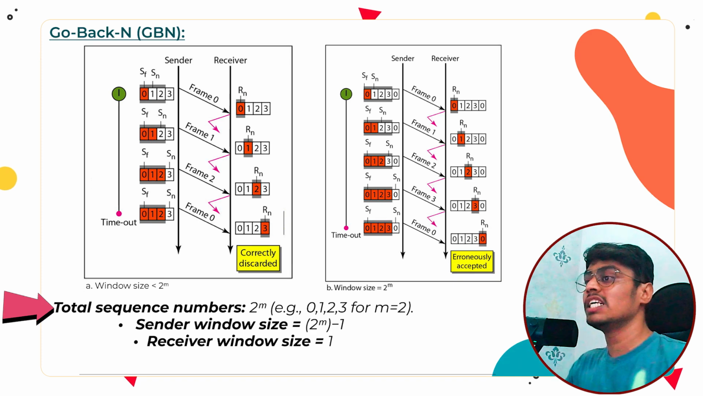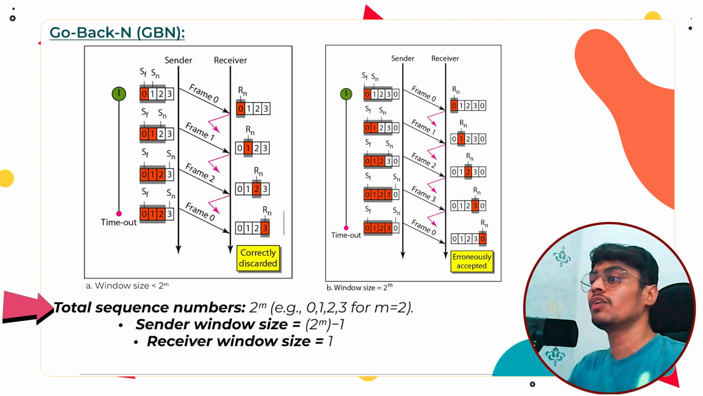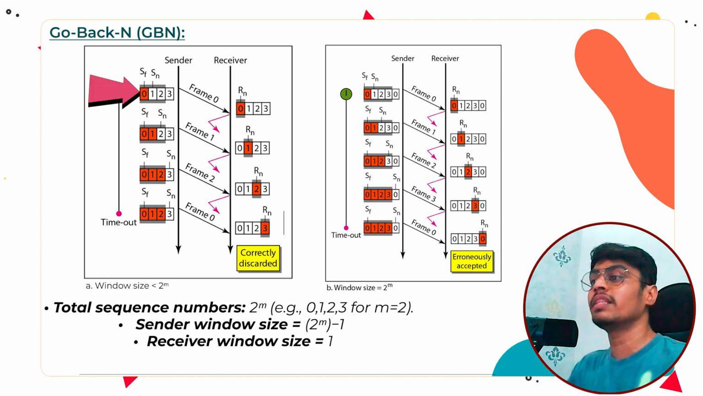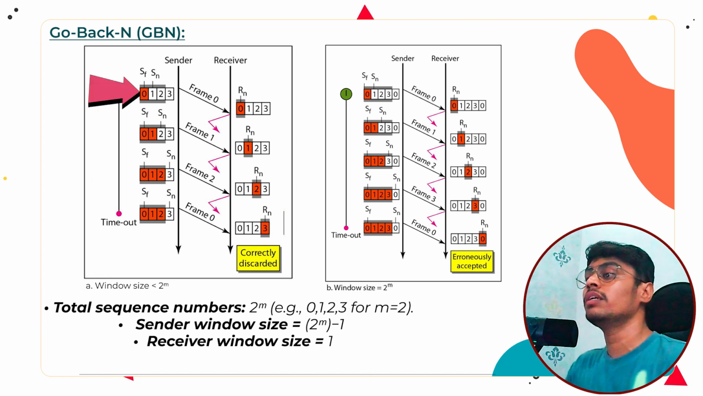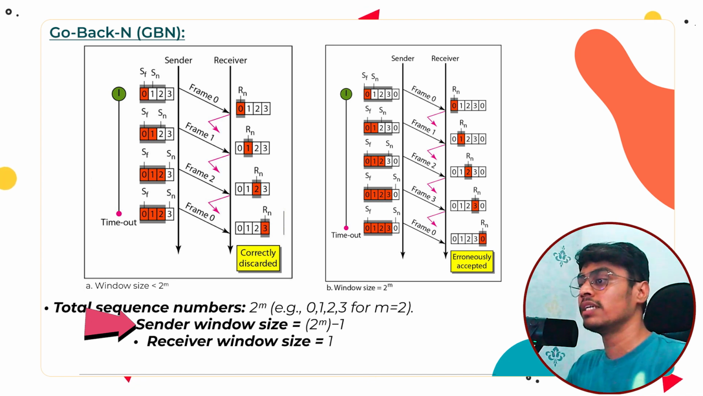The total number of sequence numbers is 2^m. So if m equals 2, then the total number of sequence numbers is 2^2, meaning 4. The sequence numbers are 0, 1, 2 and 3. Here also we have 0, 1, 2, 3. It runs synchronized. After 0, 1, 2, 3, again there is 0, 1, 2, 3. This way it remains synchronized. Now look, what is the sender window size? 2^m - 1, that means 2^2 - 1, which is 4 - 1 = 3.